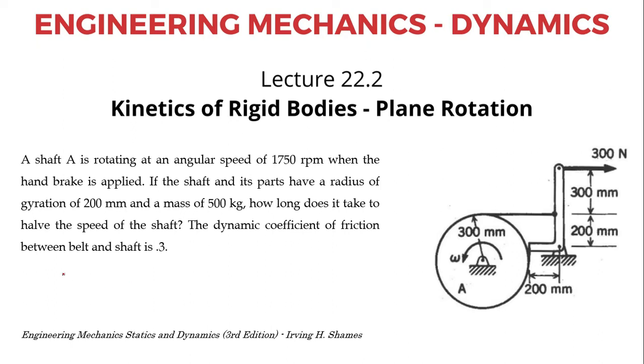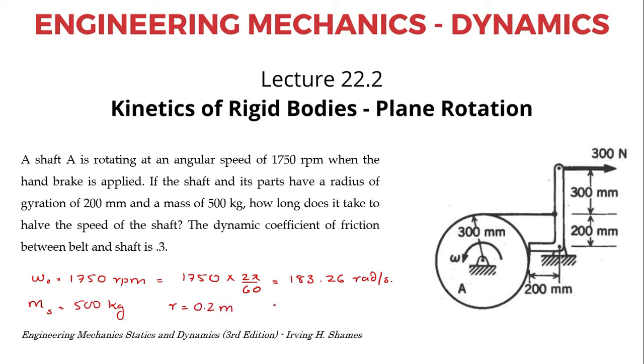Okay, so in the question it is given that the shaft is initially rotating with an angular speed of 1750 rpm. So omega 0 is equal to 1750 rpm, which, if you convert it to radians per second, is 1750 into 2 pi by 60. So this would give me 183.26 radians per second. The mass of the shaft is given as 500 kg. The radius of gyration is given as 0.2 meters, and then the coefficient of dynamic friction is given as 0.3. The radius, it is 0.3 here, not 0.2.